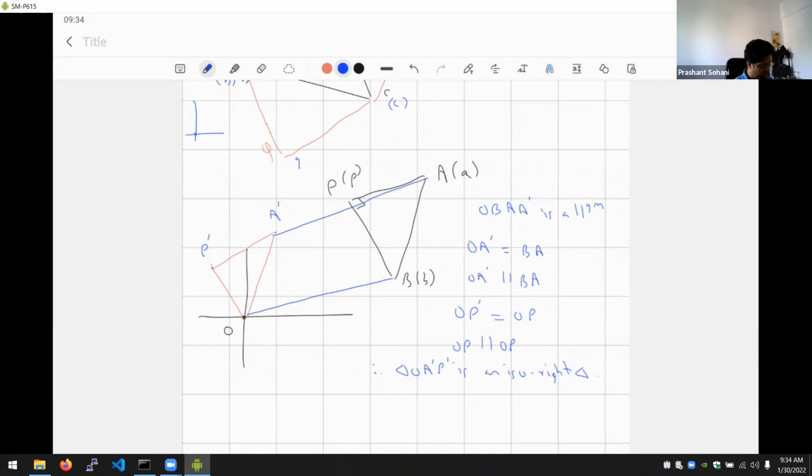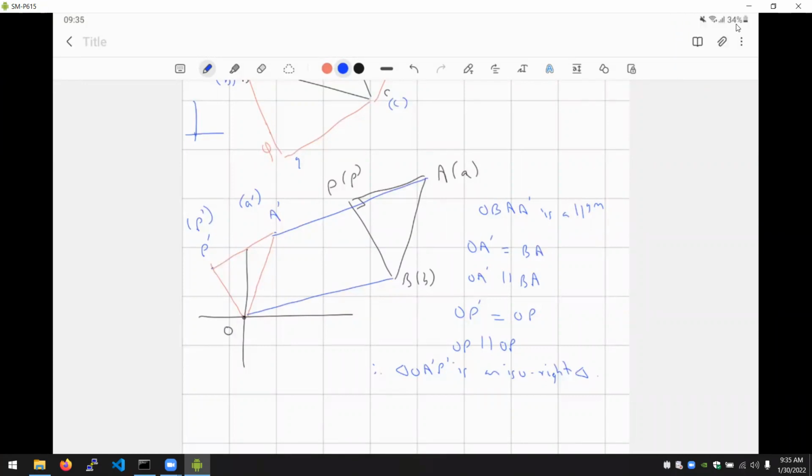Okay, and not only that, can you tell me what is the complex coordinate of A dash and P dash, in terms of A and B? So A dash should be A minus B. A dash will be A minus B, correct?